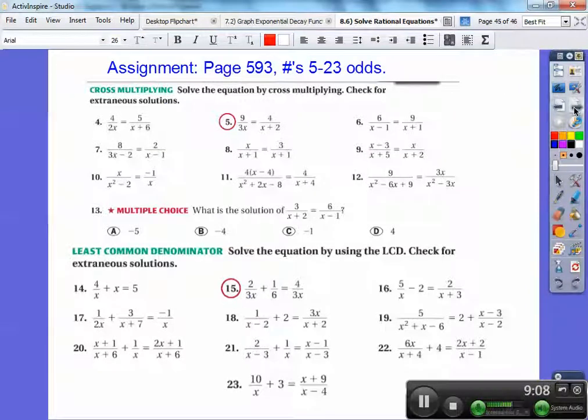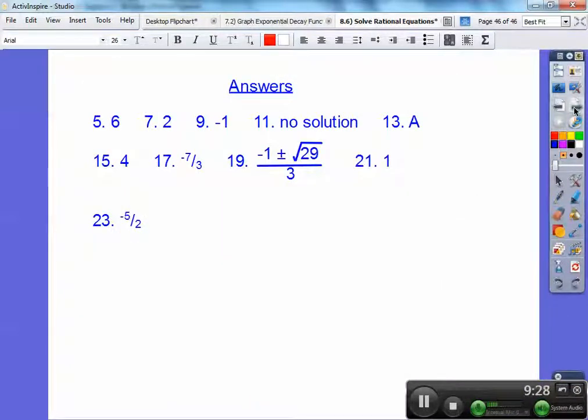All right, now this is out of my textbook. It's page 593, numbers 5 through 23. But if you're in a different textbook, or like me, I'm going to be changing textbooks in another year and a half or so, this would be the homework right here: these 5 through 23, the odds. Pause it and write them down. And then on the next slide is all the answers. You can pause that and write that down.